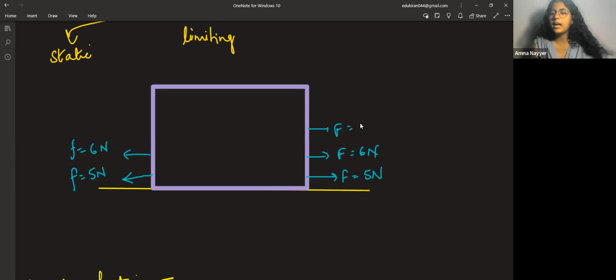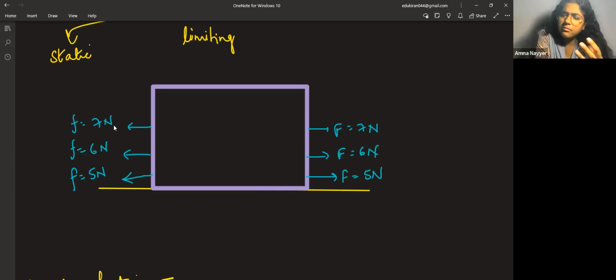Again, I have applied a force of 7 Newton. I am noticing nothing has occurred. This is still 7 Newton. So again, static friction is what? It's the limiting friction. Limiting as in not that limiting friction, limiting in the movement. Static friction doesn't allow the object to move, but it keeps on occurring and it increases with the force.